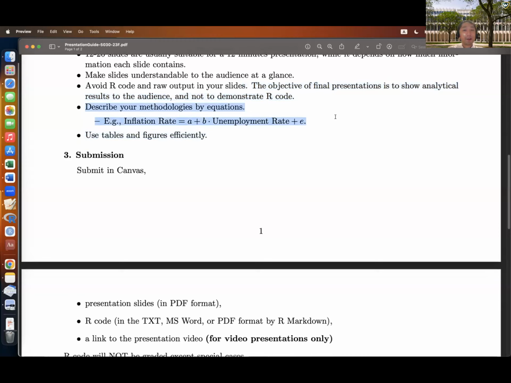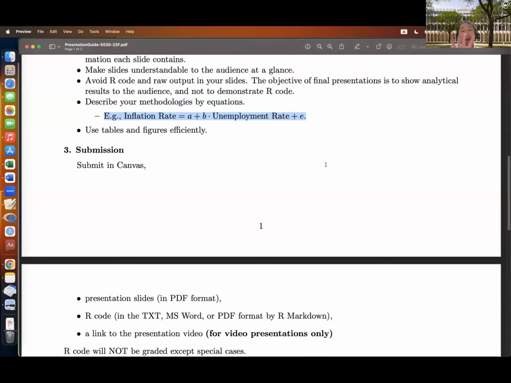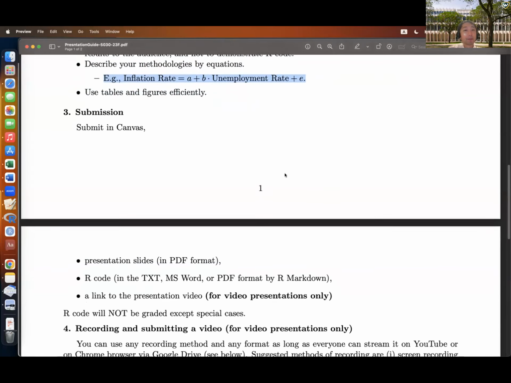Yeah, so if you have some statistical models, describe the method by equations, that's easier to see, especially if you put it in a mathematical formula, the equation format, it's really easier to see. So if the audience sees R code, it takes some time to see what's really happening.